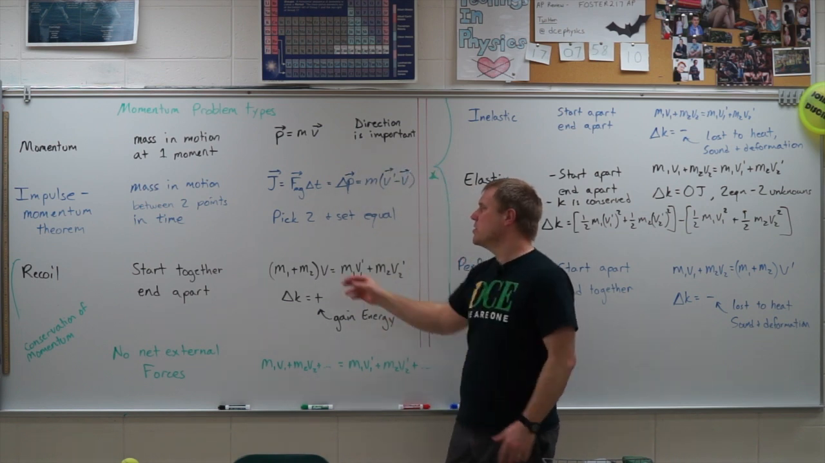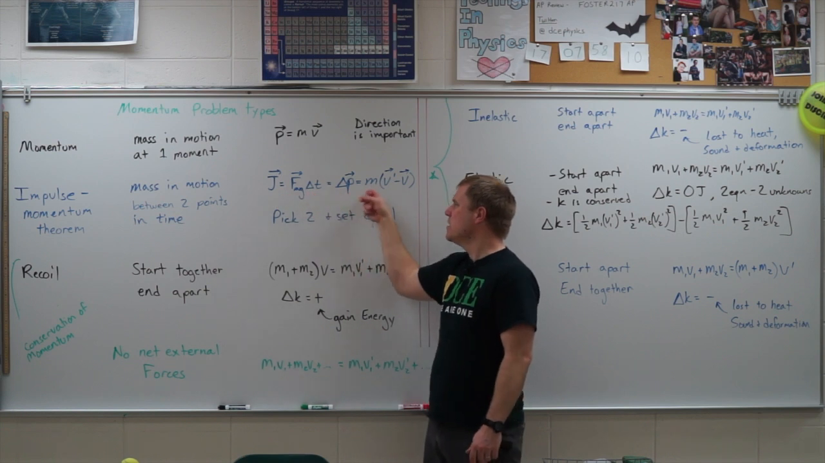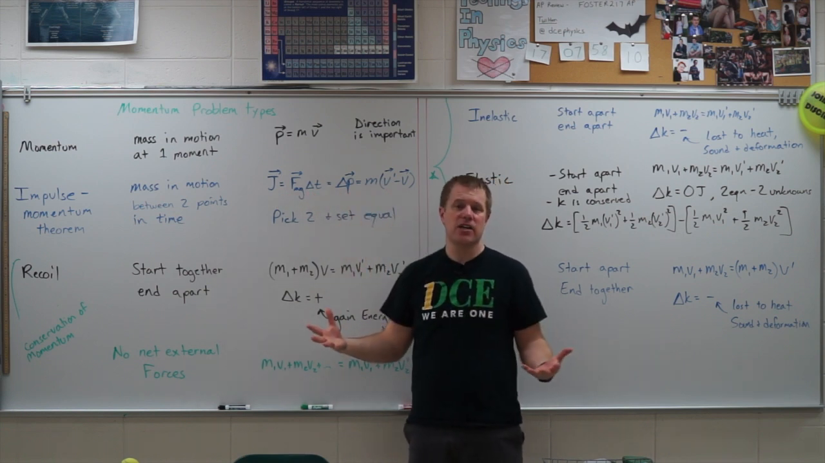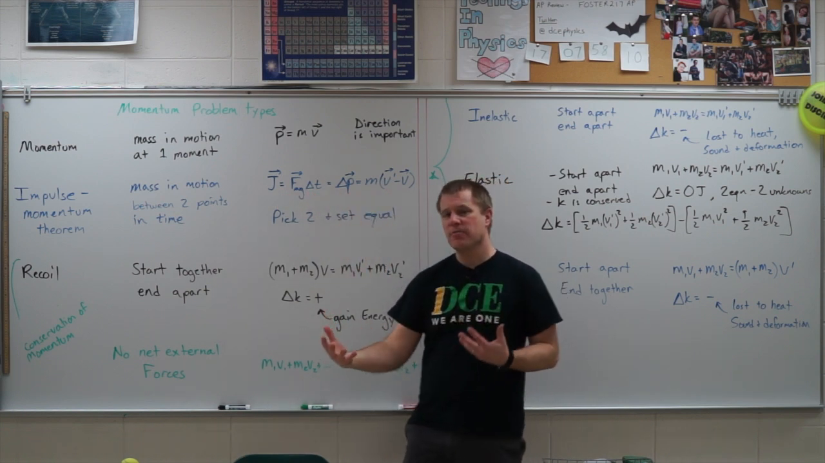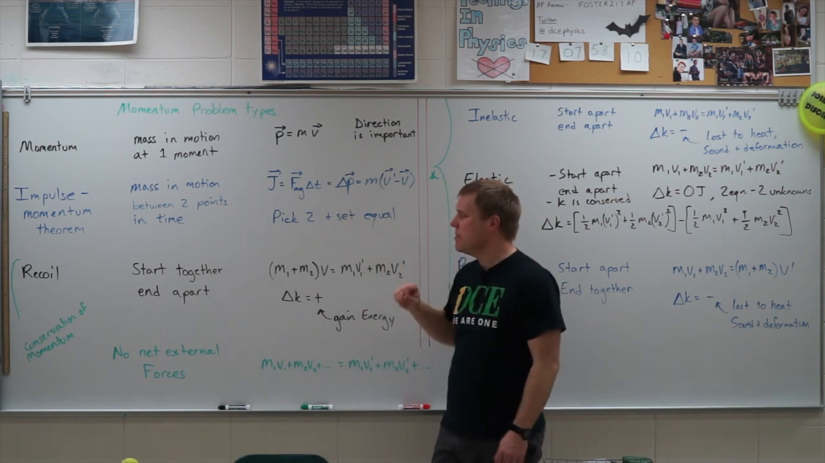And so how this works is you pick any 2 of these, put them together, and that's how you generate an equation. So based on the information given, you pick 2, set them equal.